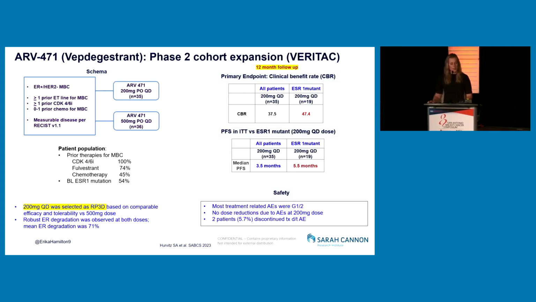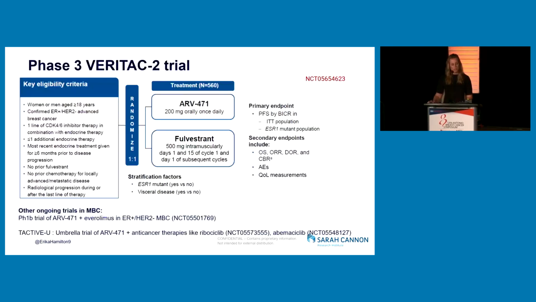This was single agent activity with vepdegestrant, and you can see that at both 200 milligrams, which is where we're going to be moving forward with this, that we have a clinical benefit rate of about 40%. We can boost this up if we pick patients that are ESR1 mutated, and progression-free survival we can also boost a little bit by picking patients that have ESR1 mutations as well.